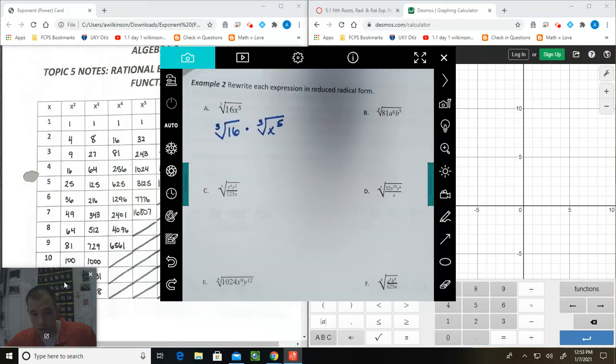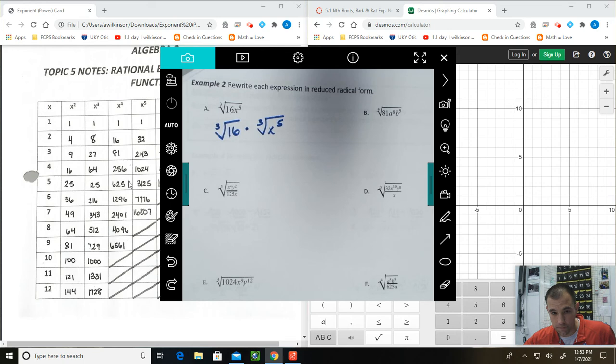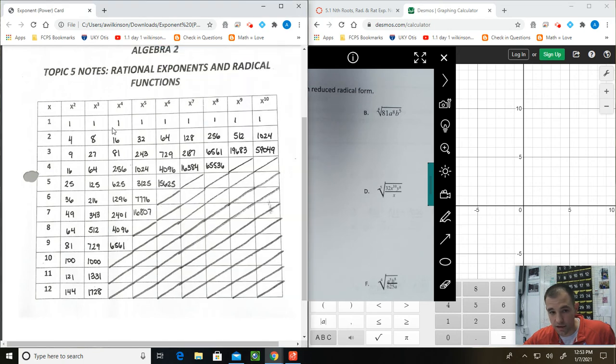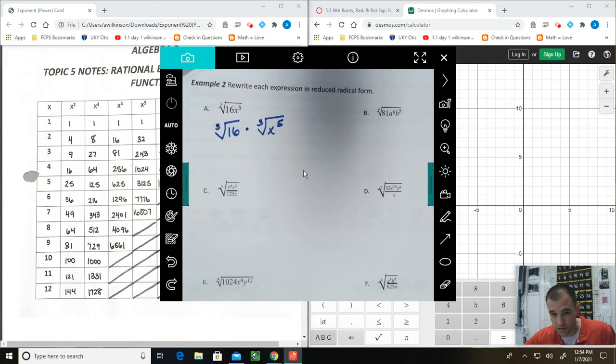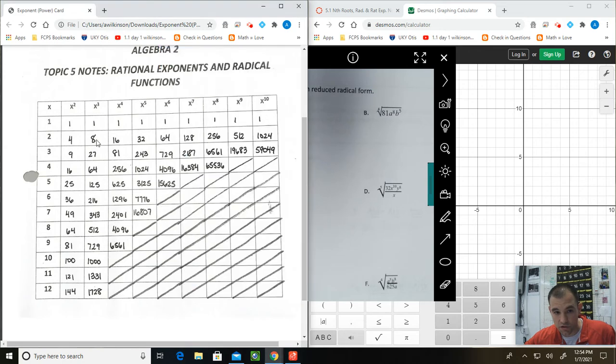So that's where this power card is going to come in handy. So 16, if I go to the 3's, the cube column, or I go to the 4th column or the 5th column or the 6th column, or the 2's, wherever it might be, I need at least the 3's. So 16 is the same as 2 to the 3rd, which is 8, times another 2.